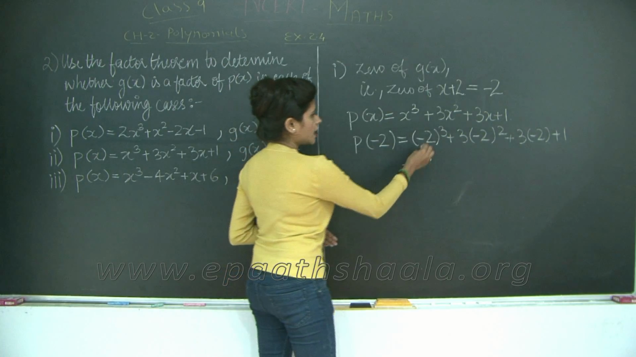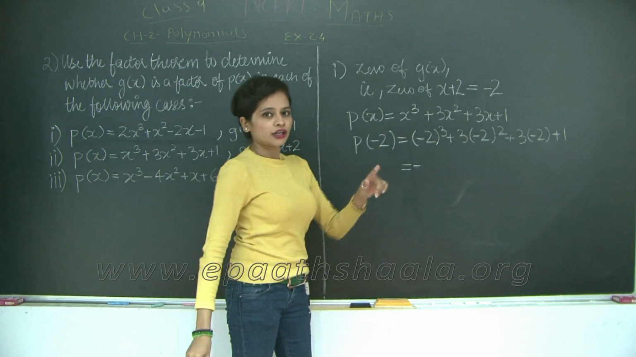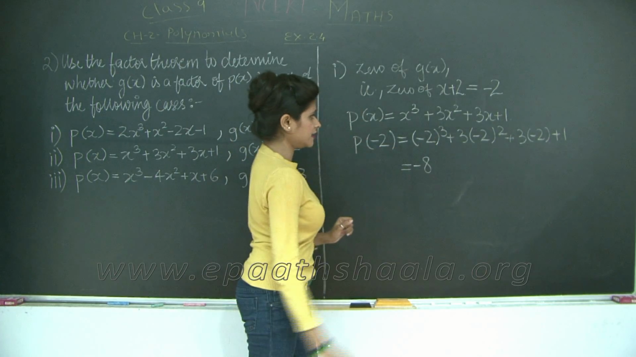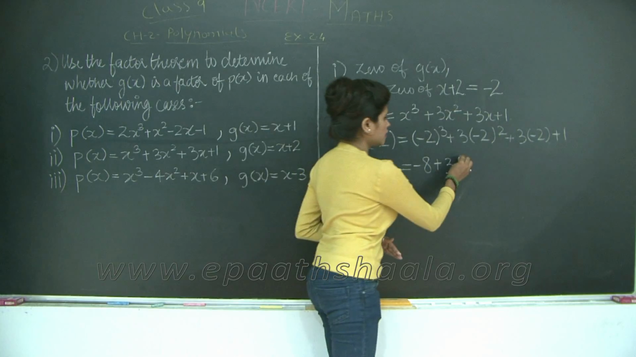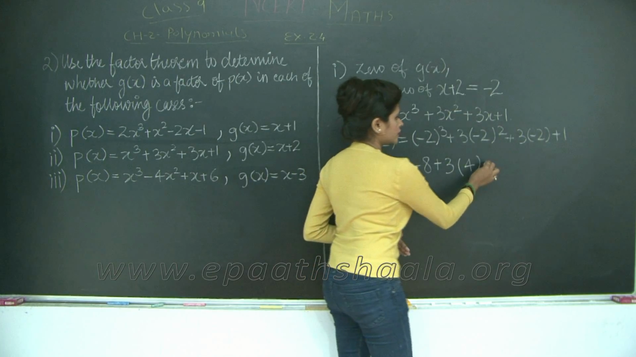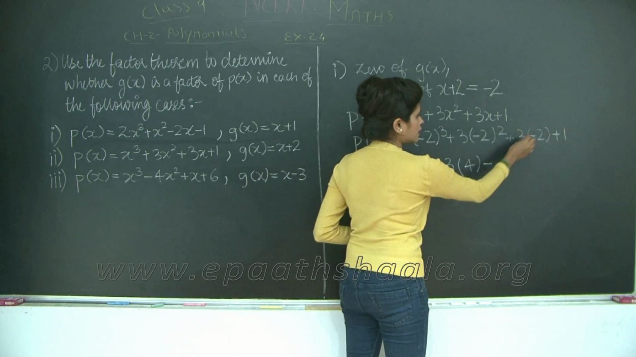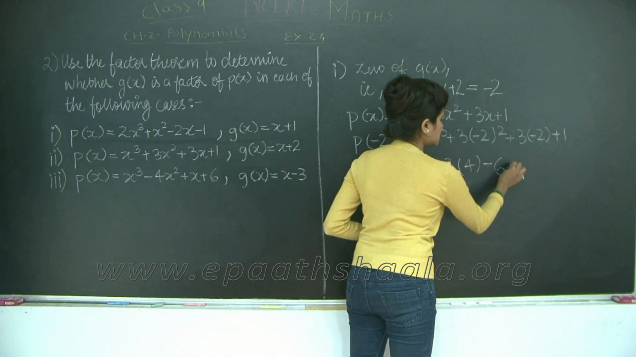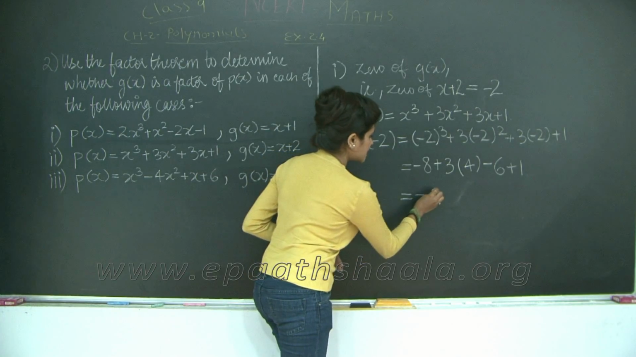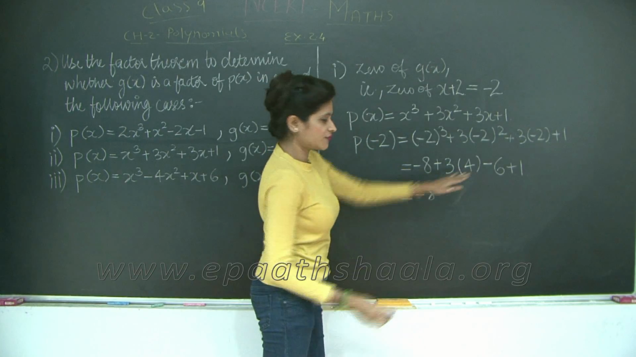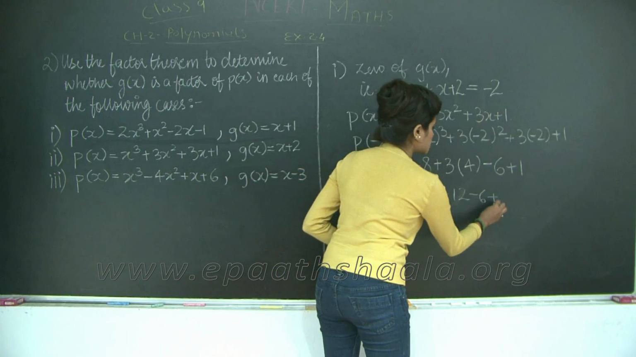Let's solve this further. Minus 2 cube. Cube of a negative number is going to be negative and 2 cube is 8. So minus 8 plus 3 minus 2 square is going to give me 4. Now plus 3 into minus 2, plus into minus is minus, 3 into 2 is 6 plus 1, right? So I have minus 8 plus 3 into plus 4 gives me 12 minus 6 plus 1.